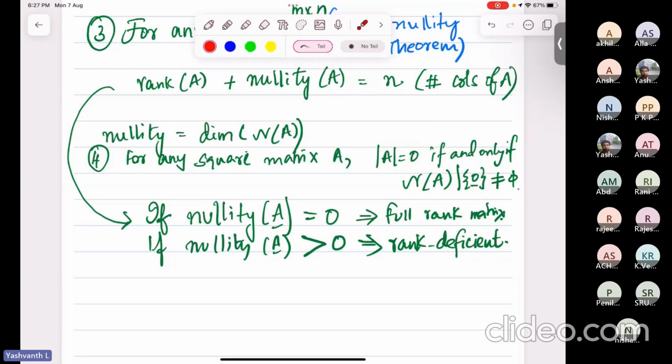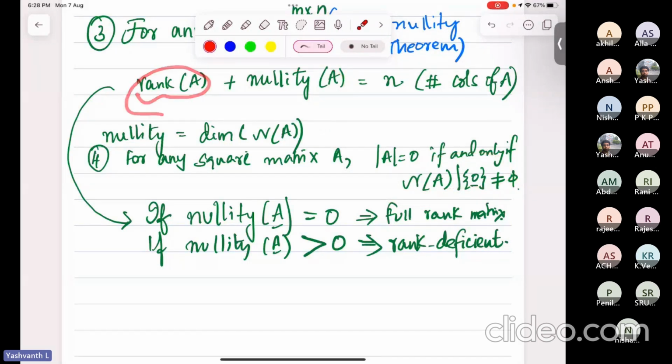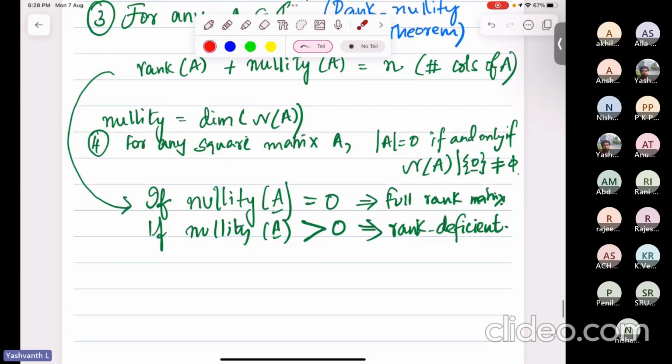This is very simple. Why? Because if there is a non-zero vector in the null space of A, then the nullity of the matrix will be strictly greater than 0. Then the rank will become deficient, which means the determinant will become 0. In fact, this is one of the results of determinant. A square matrix is said to be full rank if and only if the determinant is strictly non-zero. Okay, so that is another result.